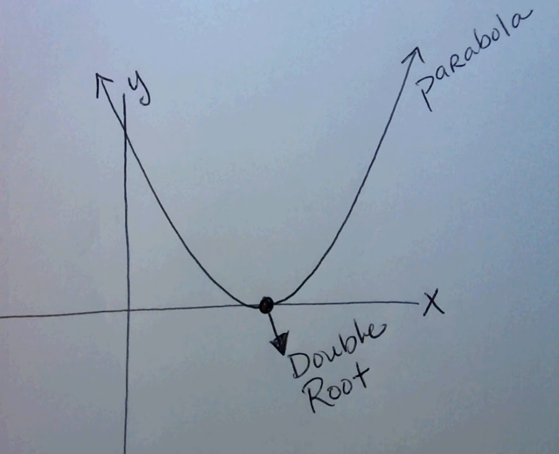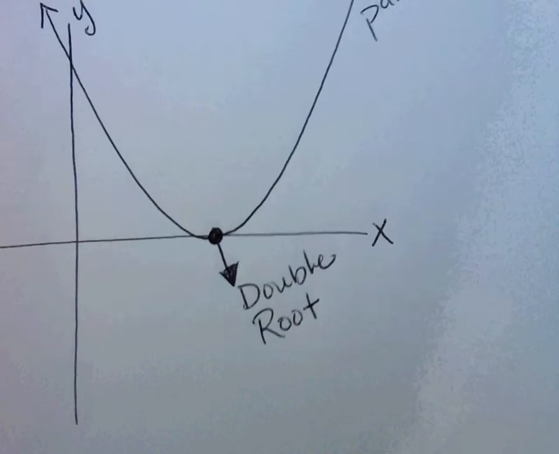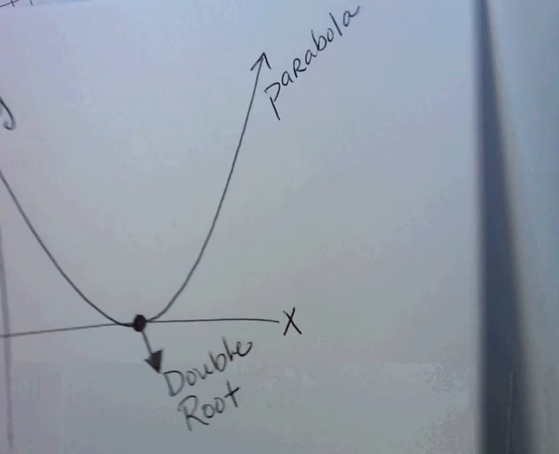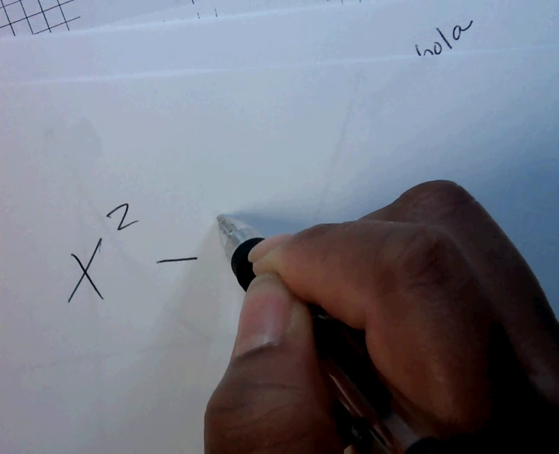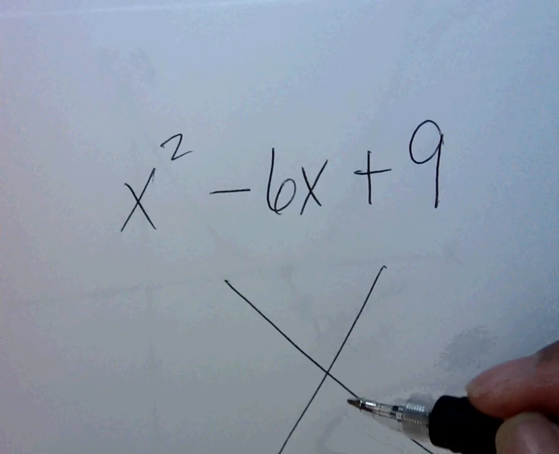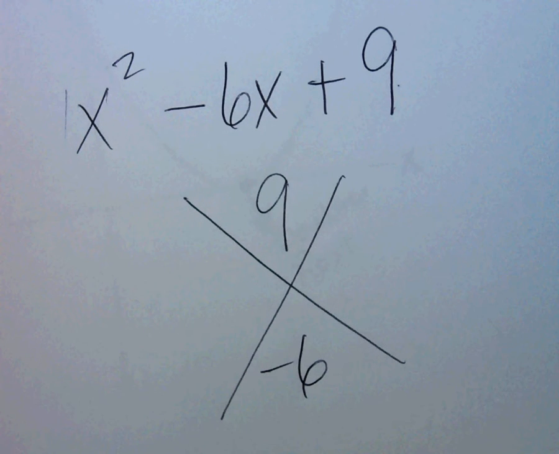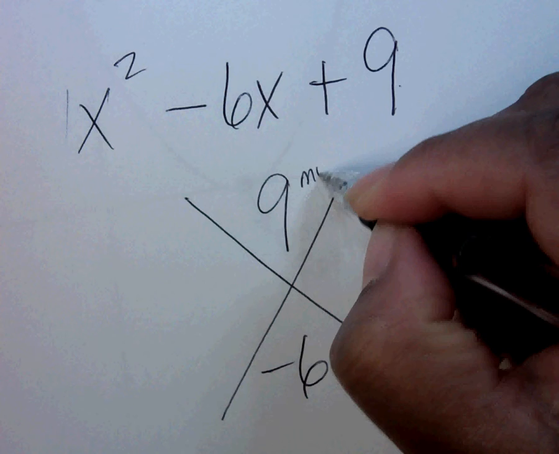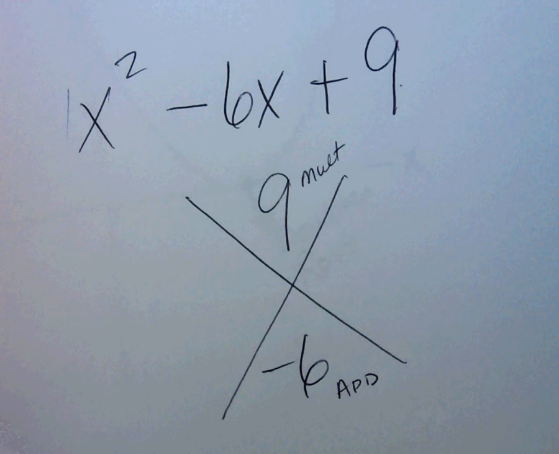You guys want a quick example real quick? You want to see what a double root looks like? Okay. Yeah. Let's say x squared minus 6x plus 9. If I did the x factor, it would be 1 times 9, so 9, negative 6 at the bottom. What multiplies to 9 but will also add to negative 6? Well, maybe 3 and 3.